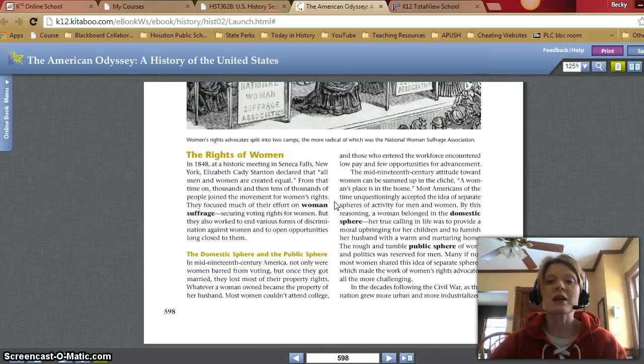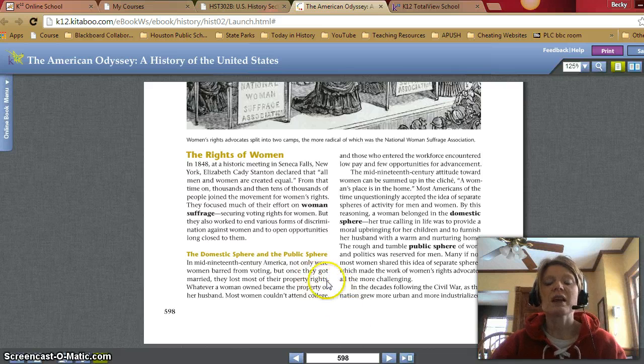Most Americans of the time unquestionably accepted the idea of separate spheres of activity for men and women. By this reasoning, a woman belonged in the domestic sphere. Her true calling in life was to provide a moral upbringing for her children and to furnish her husband with a warm and nurturing home. The rough and tumble public sphere of work and politics was reserved for men. Many, if not most women, shared this idea of separate spheres, which made the work of women's rights advocates all the more challenging.